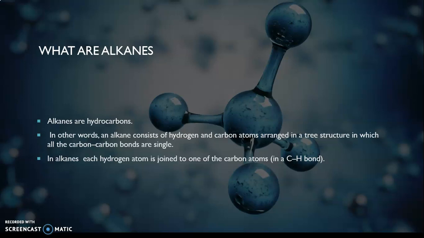Alright, what are alkanes? Alkanes are hydrocarbons. In other words, an alkane consists of hydrogen and carbon atoms, arranged in a tree structure in which all the carbon-carbon bonds are single. In alkanes, each hydrogen atom is joined to one of the carbon atoms in a C-H bond. Alright, got it? Let's move on.